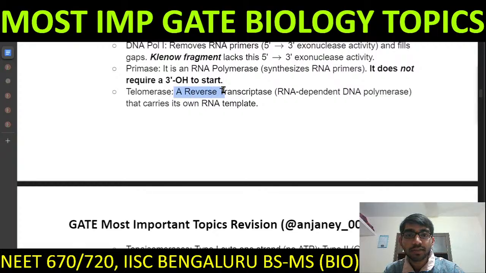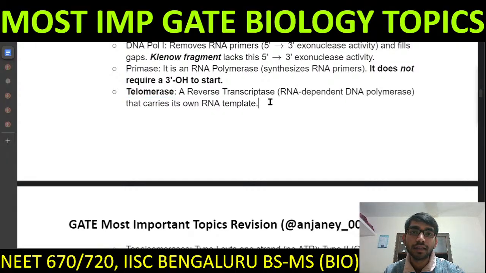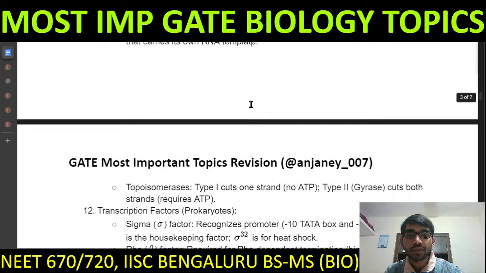Then there is telomerase, which is a reverse transcriptase. You should also remember what is reverse transcriptase. It is RNA dependent DNA polymerase. For example, in viruses, in HIV virus, you have the RNA genome. So how do you convert it to DNA in order to integrate with the host? You do the reverse transcription using enzymes like reverse transcriptase. So telomerase in our genome is also a kind of reverse transcriptase. So using the RNA template, it makes the DNA. It carries its own RNA template. You should also remember the sequence for this.